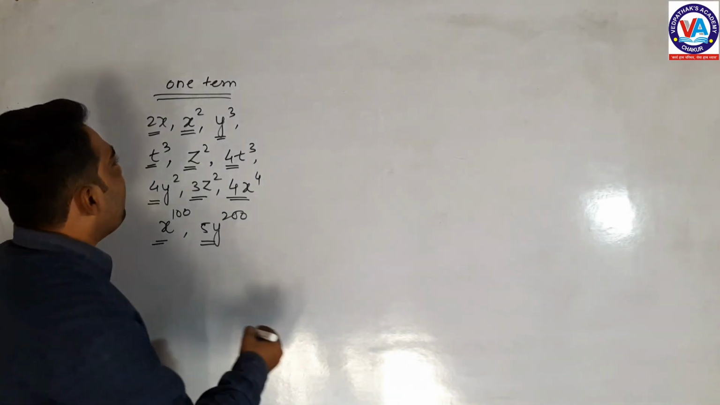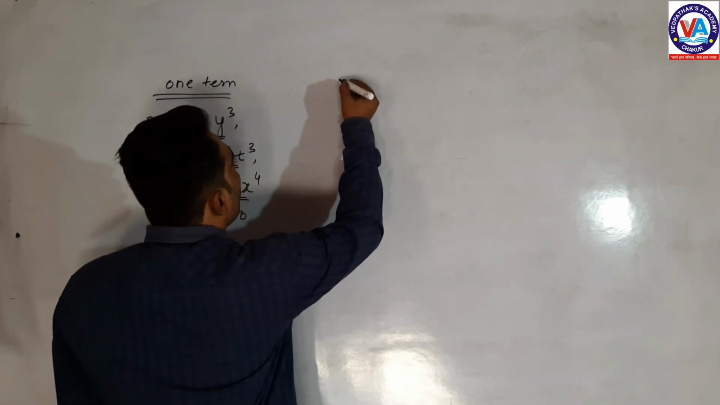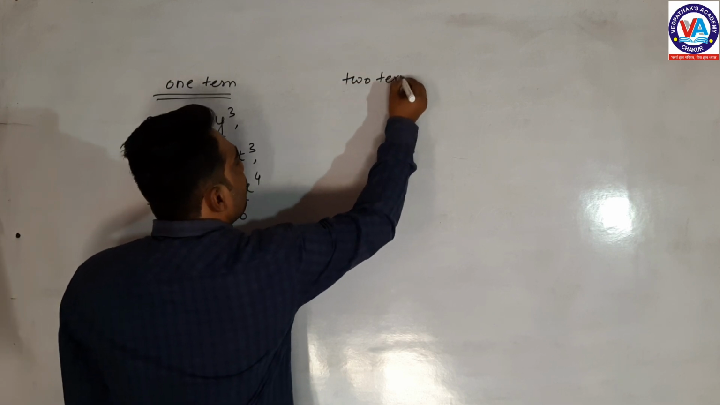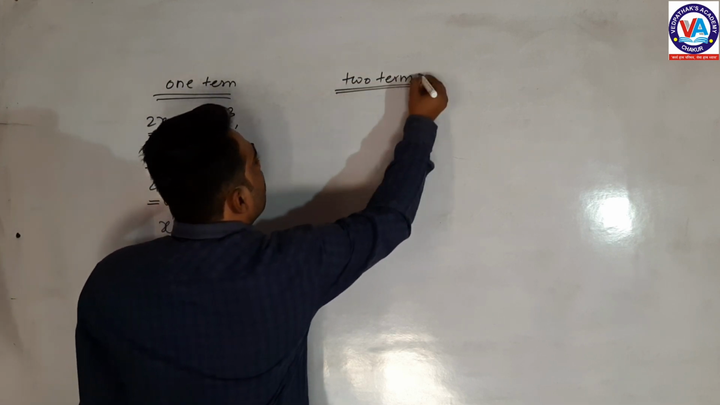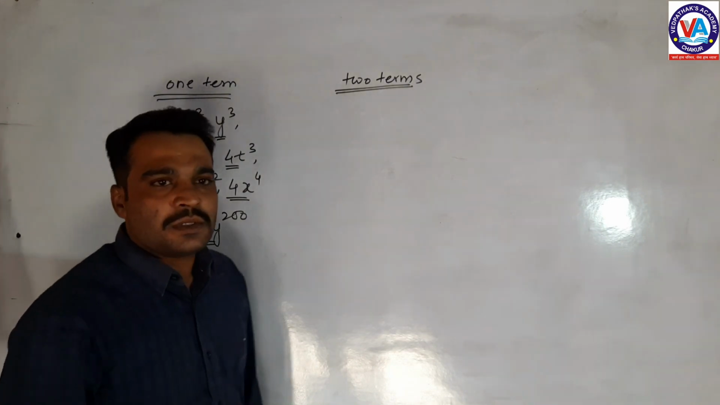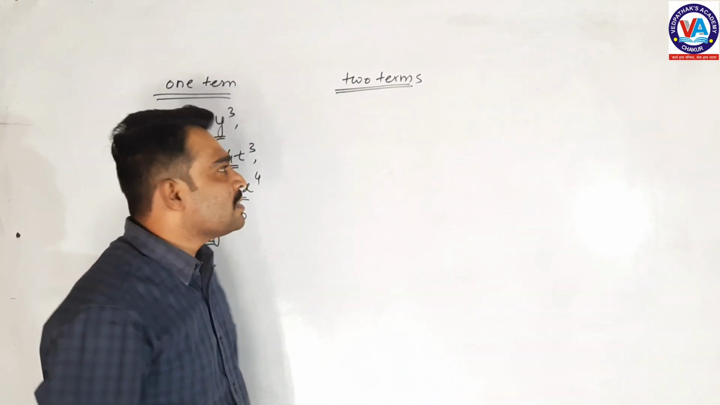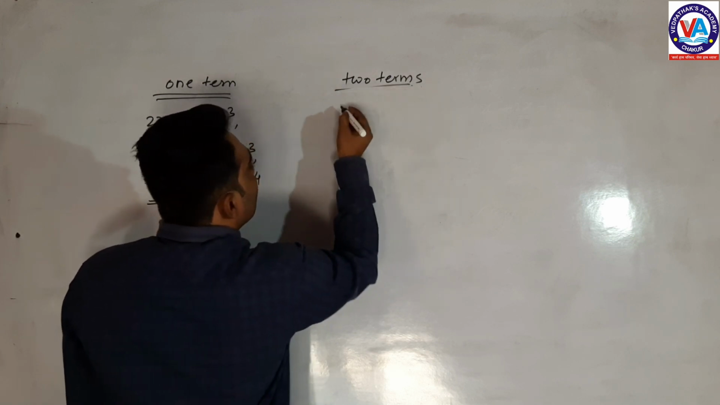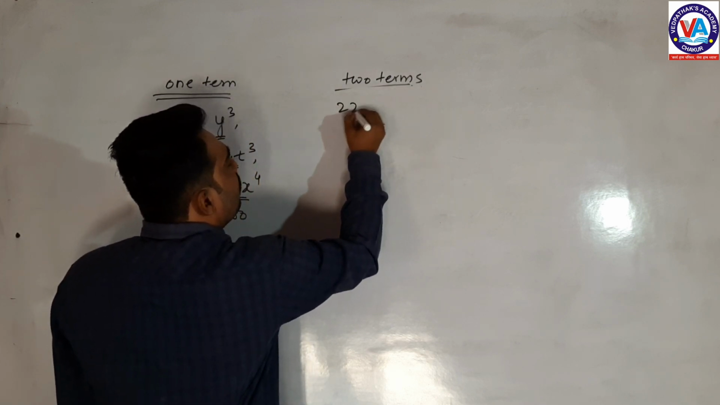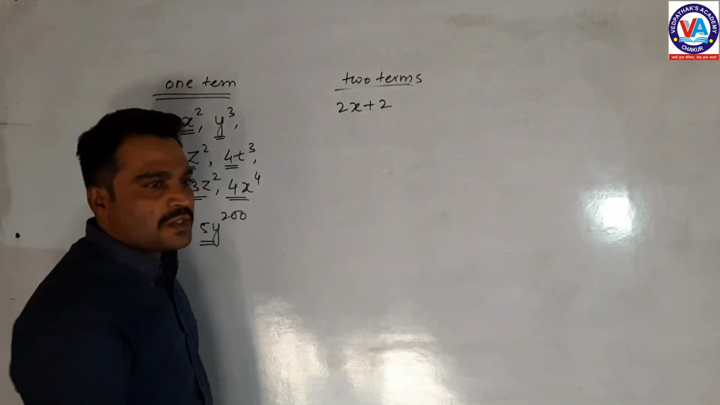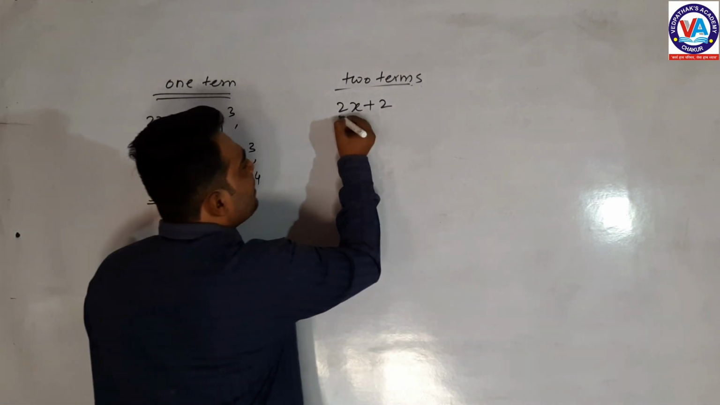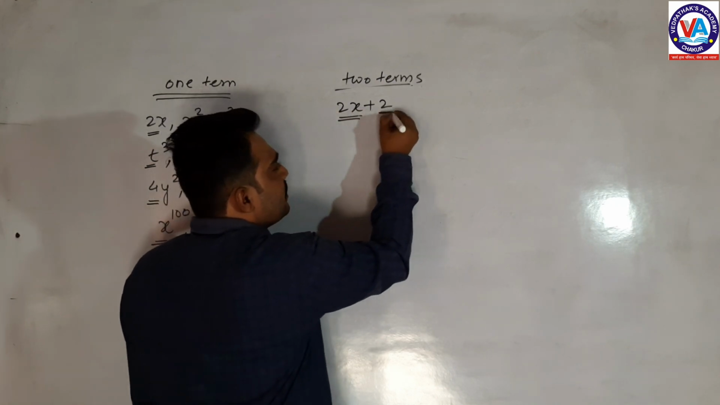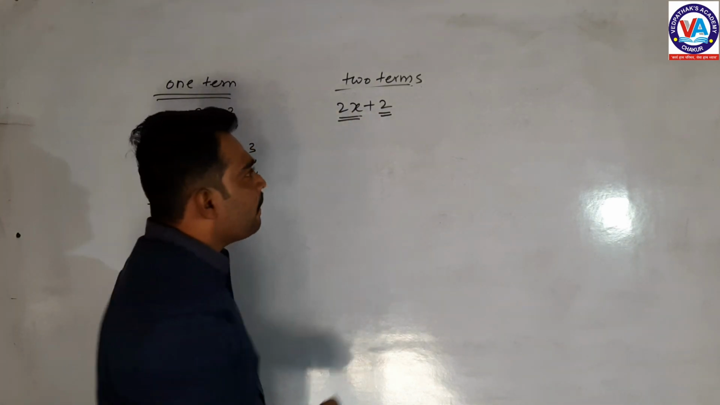Yes. I will write here the examples of polynomials having two terms. So I will write here examples, the polynomials having two terms. So you can tell me the example here. So I can write here 2x plus 2. So this polynomial consisting of two different terms. First term is 2x. Second term is 2.